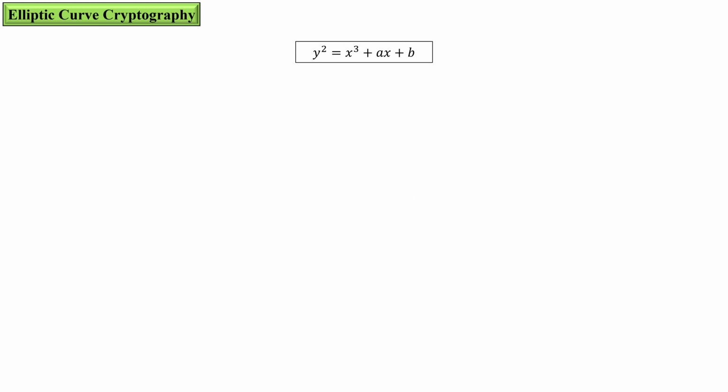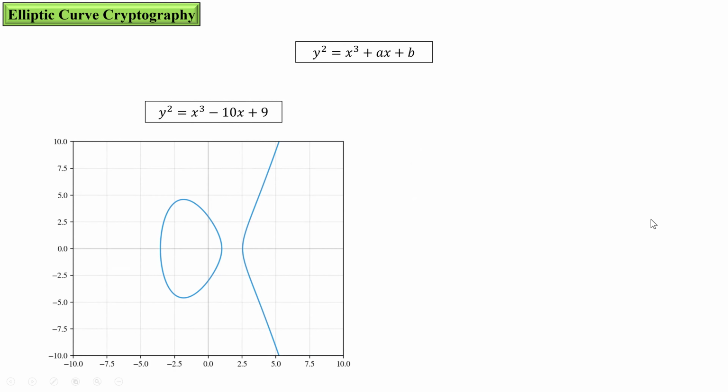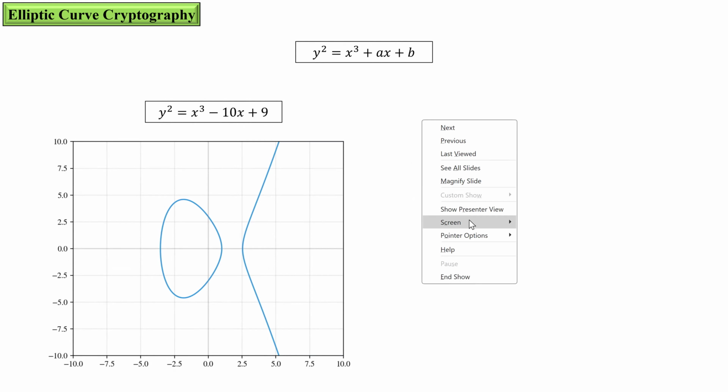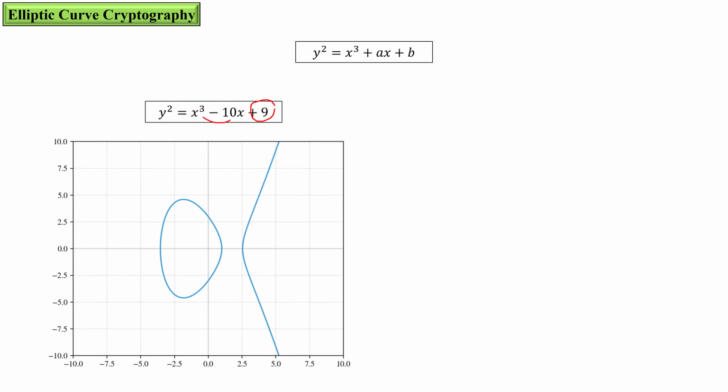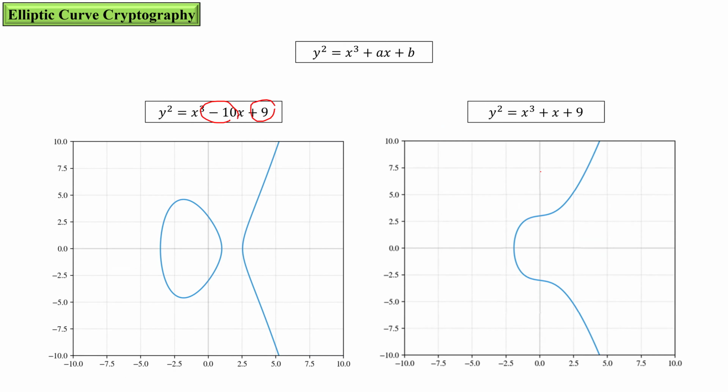Okay, so we want to see different forms of the curve by changing the values of a and b. For instance, first we replace the value of a by -10 and the value of b by -9. Then the form of the elliptic curve would be in this form. So we have two disjoint figures that generate the curve. When we replace the value of a by 1 and the value of b by 9, then the curve would be this one.